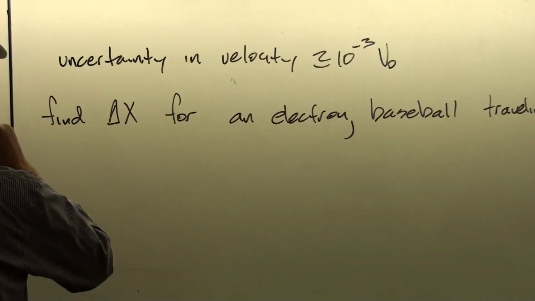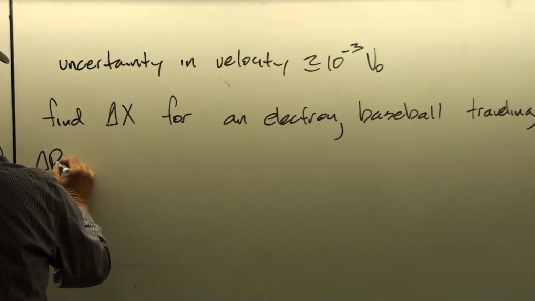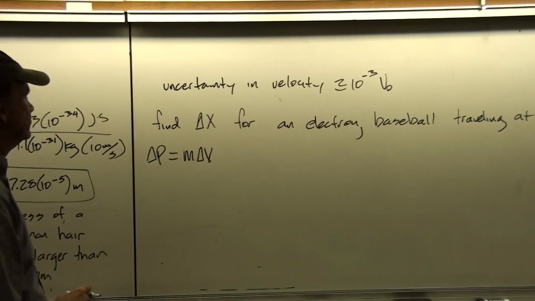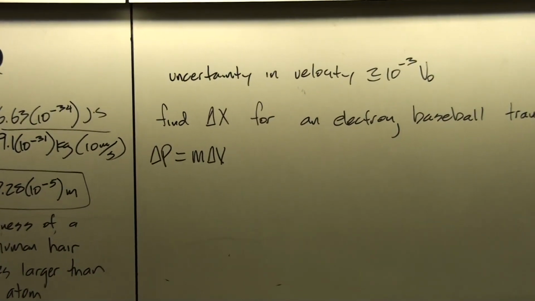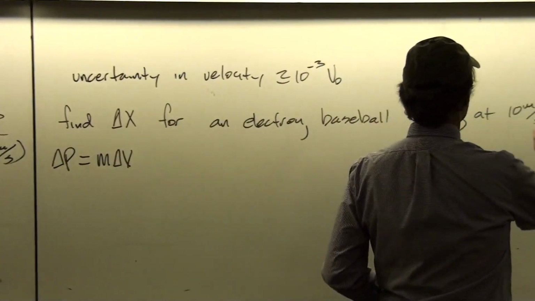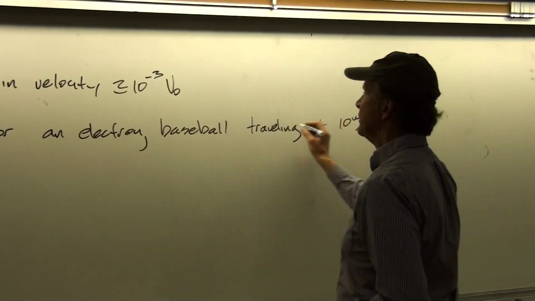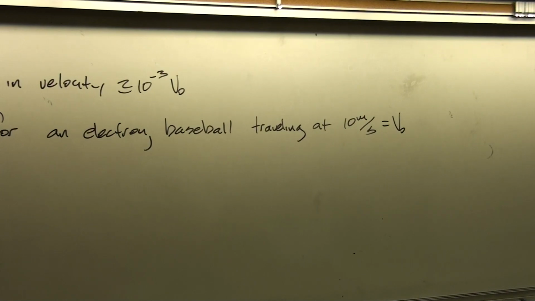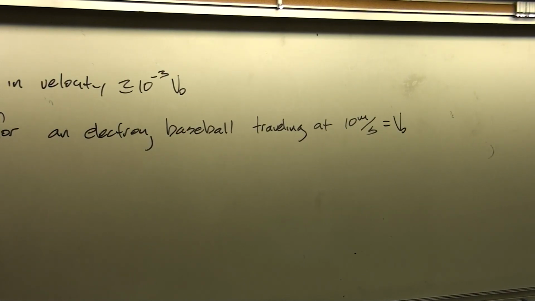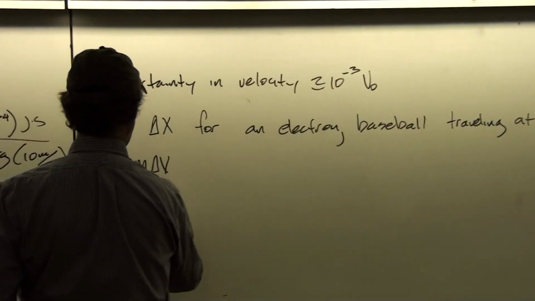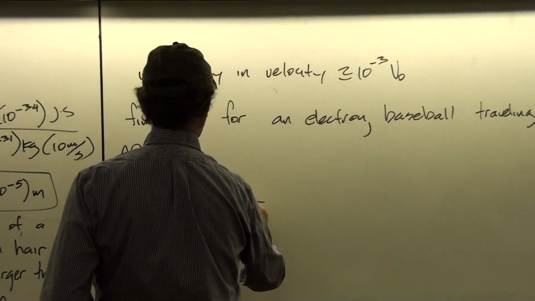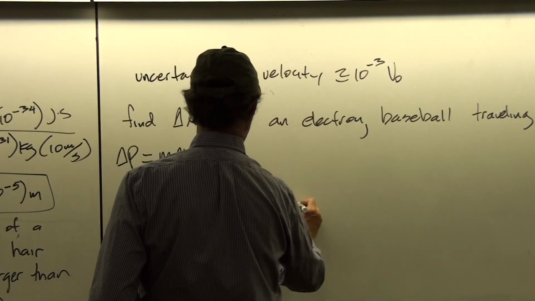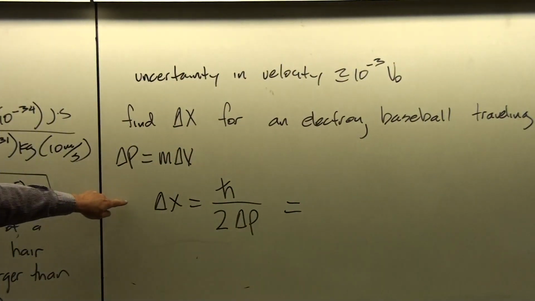Well, delta P is going to be mass times delta V. In this case, V naught is 10 meters per second, and so delta V is 10 to the minus 3 times V naught. And so we can rewrite delta X is equal to H bar divided by 2 times delta P, using the uncertainty principle.